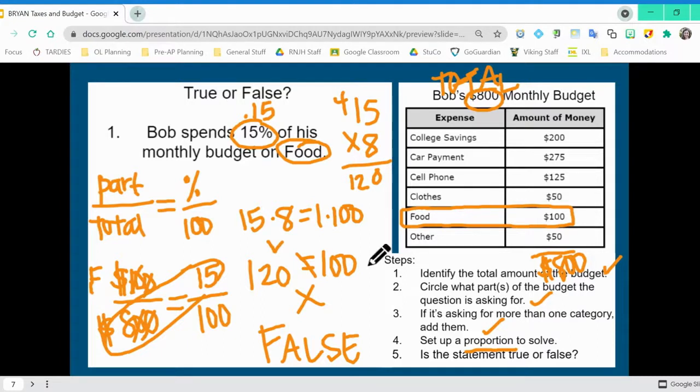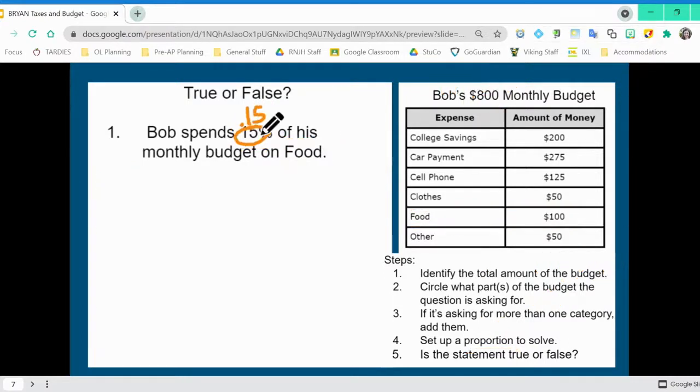So that's another method. I'm going to clear my screen so I have some space to work here. So if I want to find what 15% of his monthly budget, $800, is, another way I could test this is to multiply the total by the decimal that equals the percent.